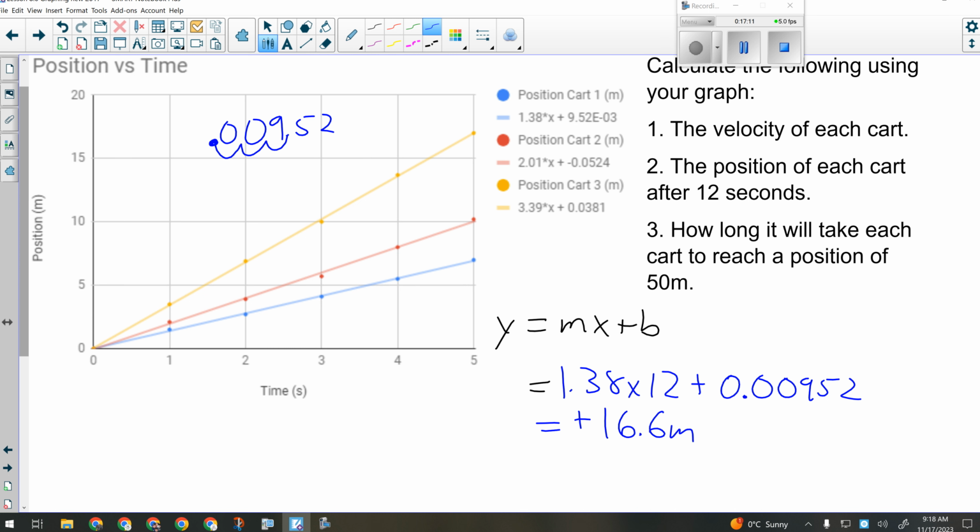Okay. If I'm doing this for cart number 2, same thing. Okay, looking for y, that's going to be 2.01 times 12. So this is v times t, isn't it? Right? If I'm looking for y, I'm looking for a position, almost like a displacement. Okay, so this is v times t plus the initial position of the cart, which for this one is actually a negative number. Just means the y-intercept is below the x-axis a little tiny bit.